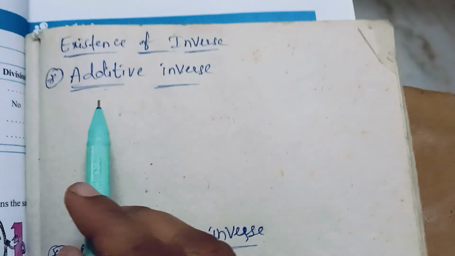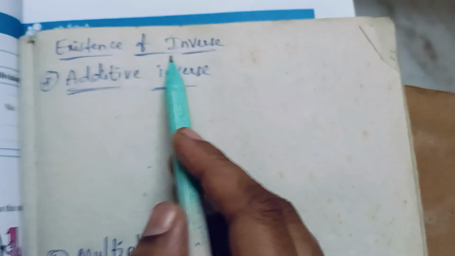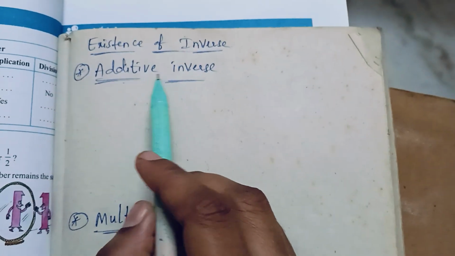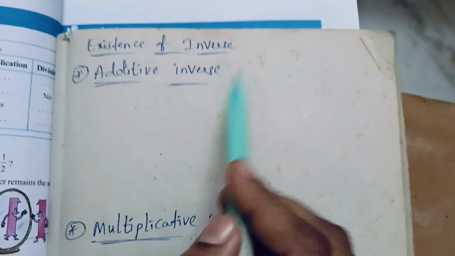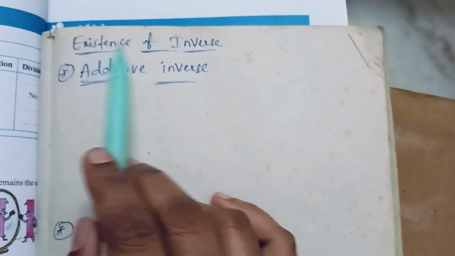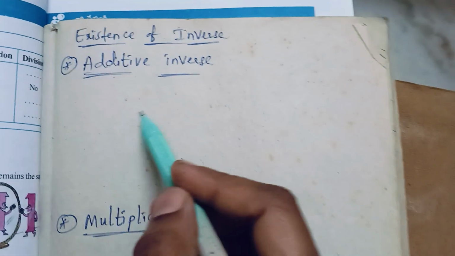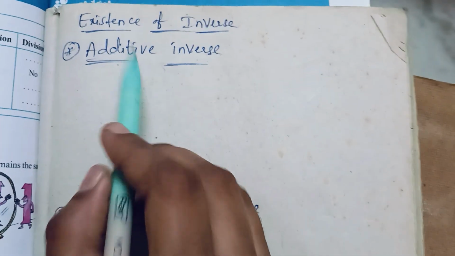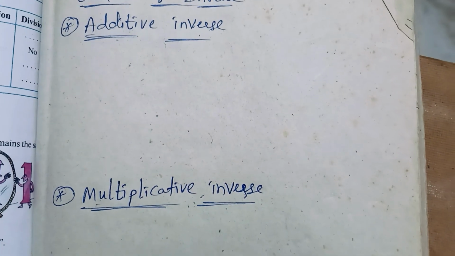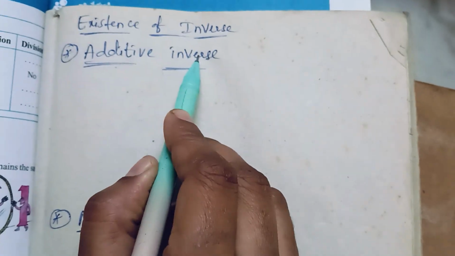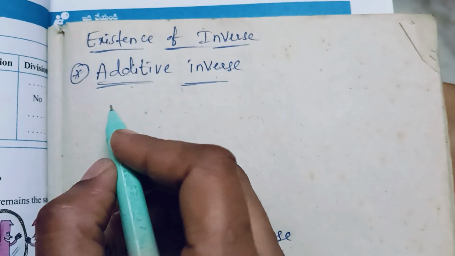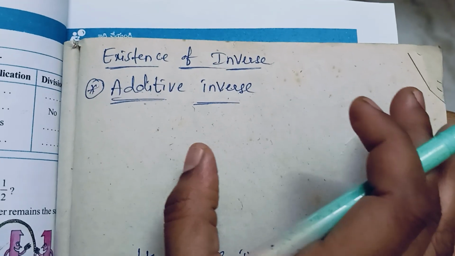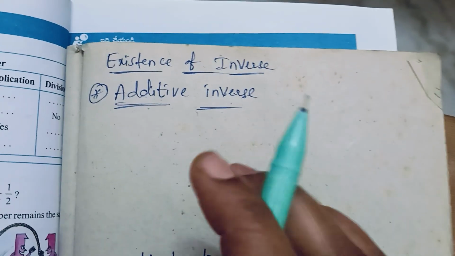And next, one more topic, that is existence of inverse. Inverse means opposite. We learnt about additive identity and multiplicative identity, no? Additive identity is 0, multiplicative identity is 1. Now let's know about additive inverse. Additive inverse means if it is a plus, we have to put the minus symbol. If it is a minus, we have to put the plus symbol to the number.